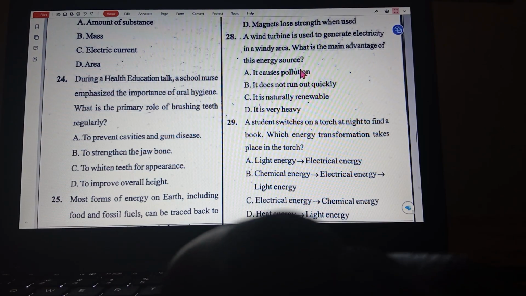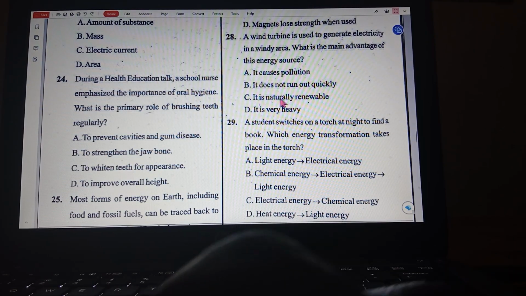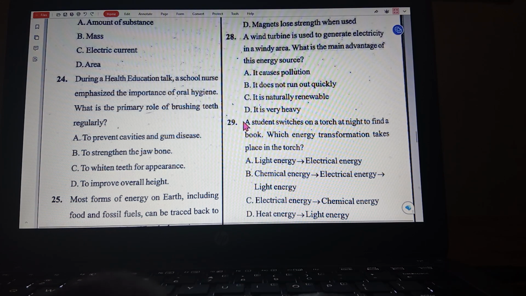It causes pollution? No. It does not run out quickly? It can also be an answer, but we need the correct answer. It is very heavy? No. It is naturally renewable. Very good. The answer is C. It is naturally renewable. You don't have to renew it artificially. It's being renewed naturally by wind.